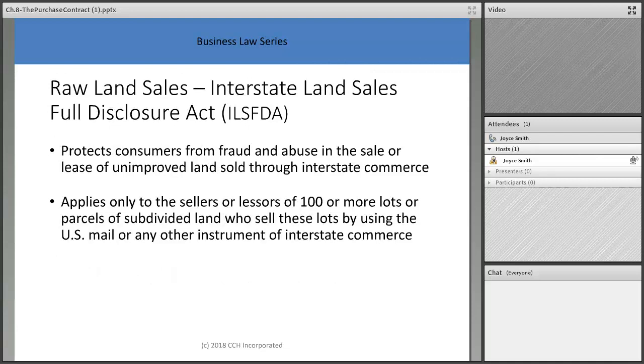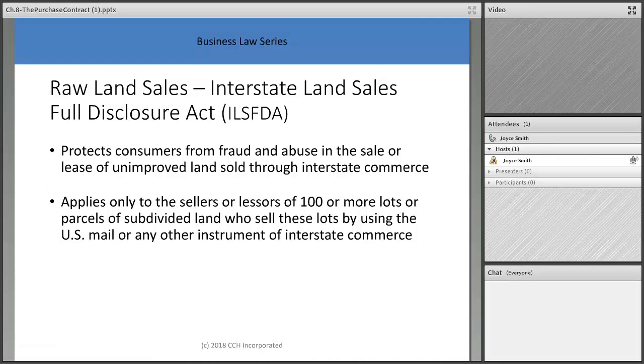Okay, we have raw land sales. We have the Interstate Land Sales Full Disclosure Act. What you need to know about the ILSFDA is that it protects consumers from fraud, abuse, and the sale or lease of unimproved land sold through interstate commerce. So this is when you're trying to go out of state to buy the vacation house, or something like that. You're from one state, you're going to another state to buy it. We have laws that regulate how that interstate commerce is going to happen so that people aren't taken advantage of.